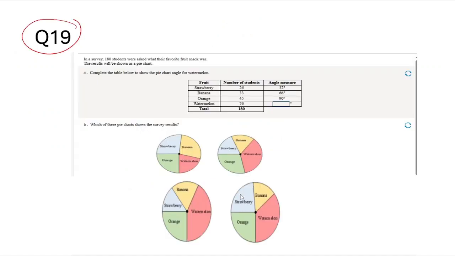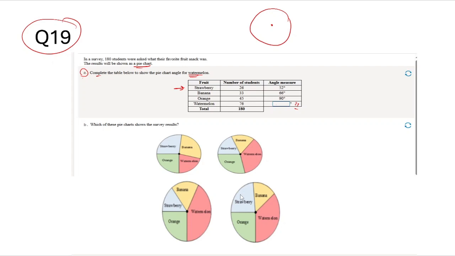Okay. Question number 19. In a survey, 180 students were asked what their favorite fruit snack was. The results will be shown as a pie chart. A pie chart will be like a circle, and I have a center here. Okay? So now, question A. Complete the table below to show the pie chart angle for watermelon. So I have fruit: strawberry, banana, orange, and watermelon, and they have the angle measure except watermelon, and that's what we need to get.